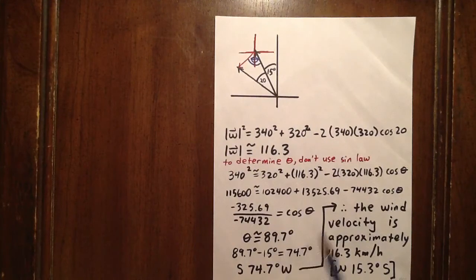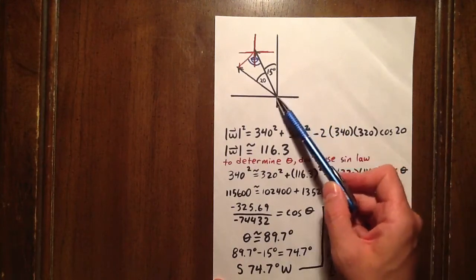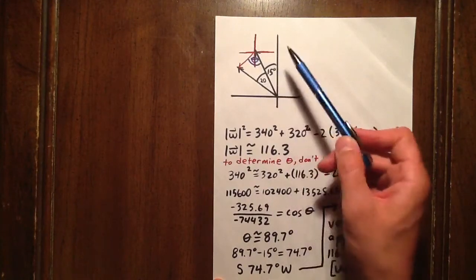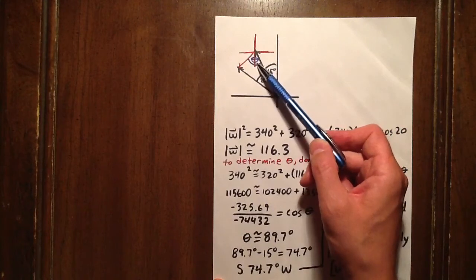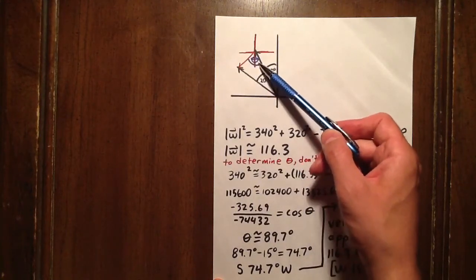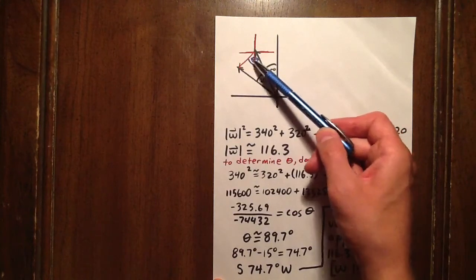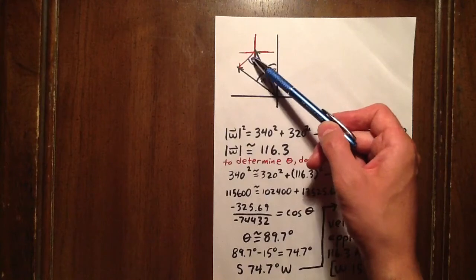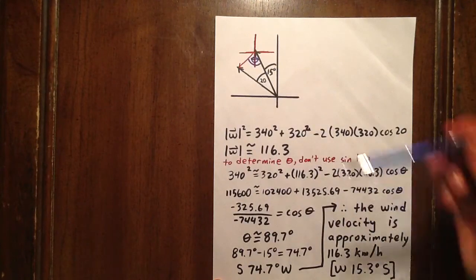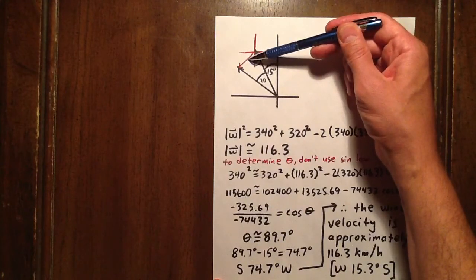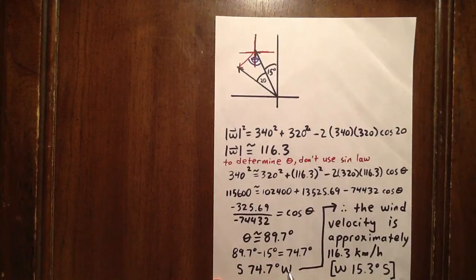Now, we know that this is north 15 degrees west. So since this is 15 degrees, this is also 15 degrees. Now, this angle here is 89.7. Subtracting 89.7 minus 15 gives 74.7 degrees. So what that means is that this direction here is south 74.7 degrees west, which we have here.